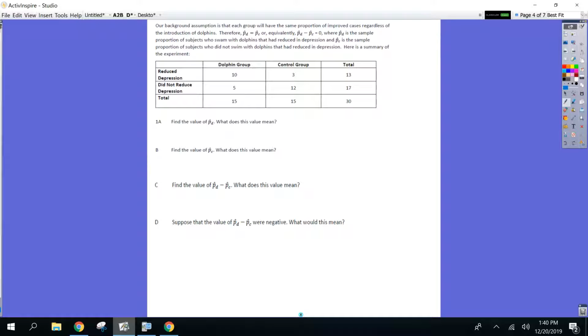This first one I want right here, and I know you don't know what this means yet, but I'm going to ask you to find it when I tell you: how many people reduced their depression in the dolphin group? What percent of people in the dolphin group reduced their depression? That's what I want from you right now. What percent of people we put in the dolphin group, the group that got the dolphins, reduced their depression?